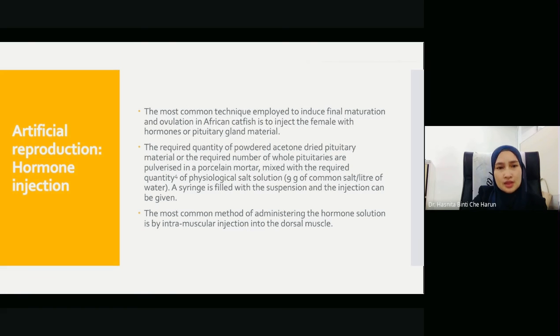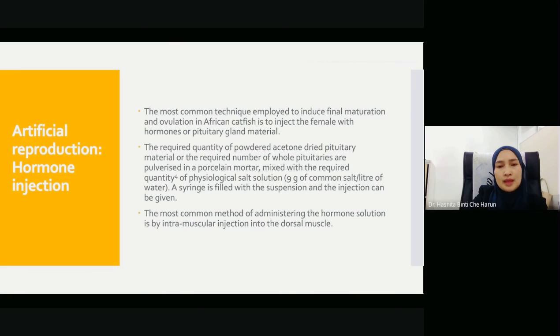If you use hormone injection, you have to determine the quantity of powdered acetone-dried pituitary material, or the required number of whole pituitaries are pulverized in a porcelain mortar. You have to mix it with required quantities of physiological salt solution, and then you suck the suspension using a syringe and inject it to the female fish.